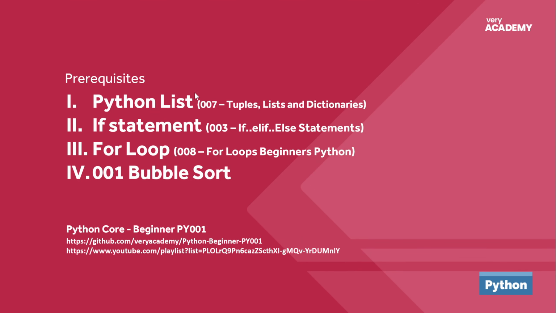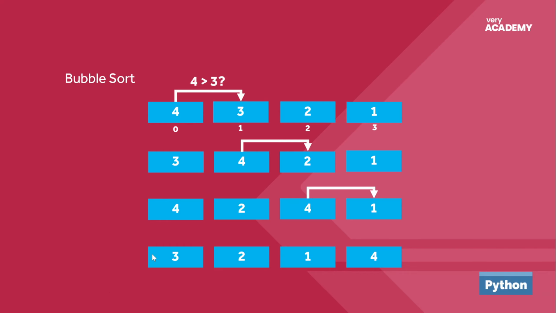Because we're going to work from the code in the previous tutorial, ideally you would have an understanding of Python lists, if statements, for loops, and hopefully have seen the first tutorial in this mini series within the Python Beginners Plus course, the bubble sort tutorial. So let's get straight into this. We're going to quickly recap the bubble sort algorithm, and how the mechanics of this algorithm worked from the previous tutorial.